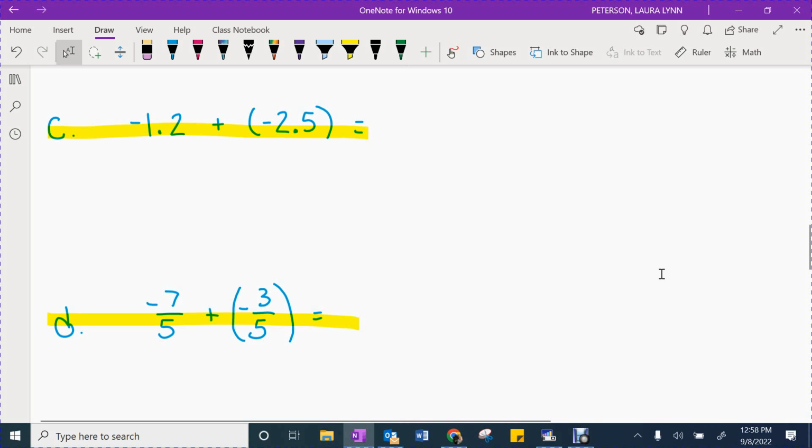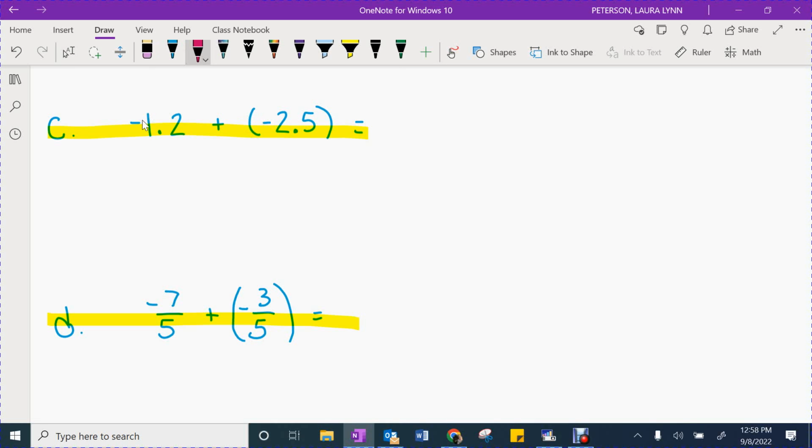In that same box, so box 3, I would like you to do C and D. Please copy them down, pause the video, see what you can do first, and then unpause the video to go through the answers. All right, let's see how you did.